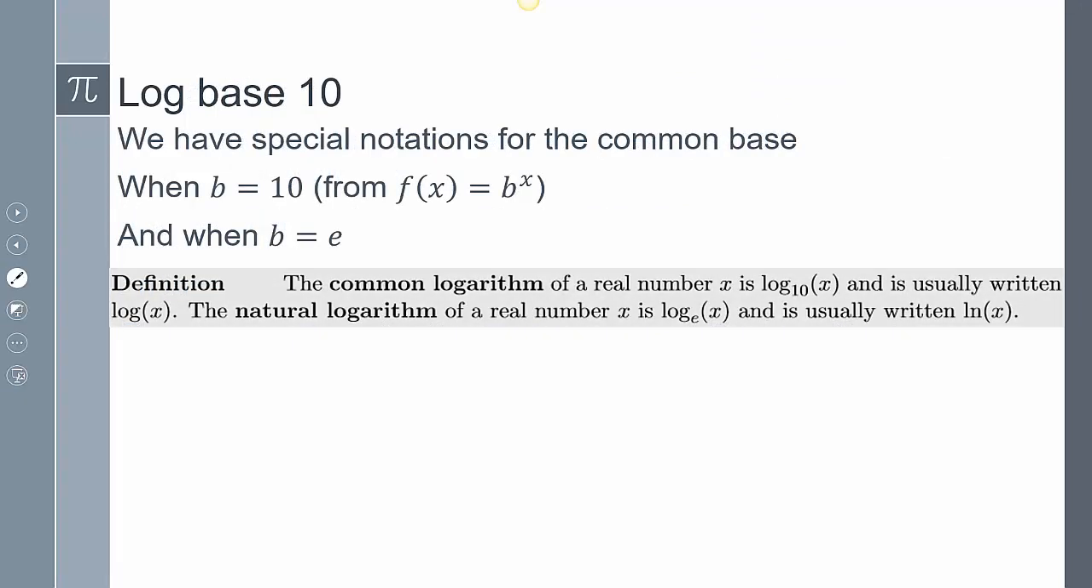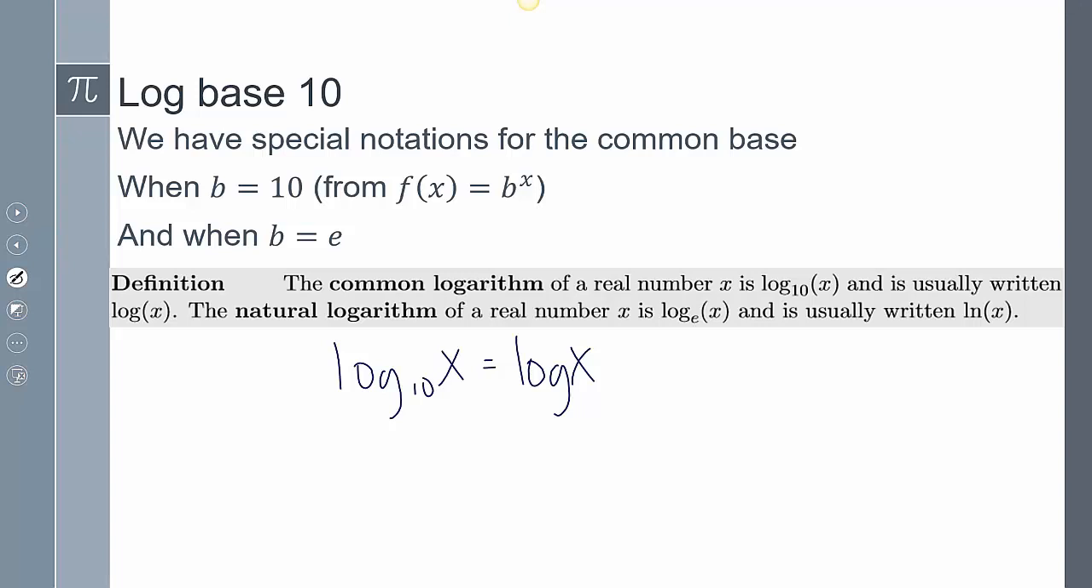Now, we're going to talk about a few notations when it comes to these. When my b is 10 or when my b is e, and what I mean by that is I'm referencing this b here in my exponential function, we can say that the common logarithm of a real number x is log base 10 of x, but we don't usually write it as log base 10 of x. We're just going to say log of x. So just know that log base 10 of x is the same as log of x. And that's the log that we see in our calculator. The log that's in our calculator is the same as log base 10.